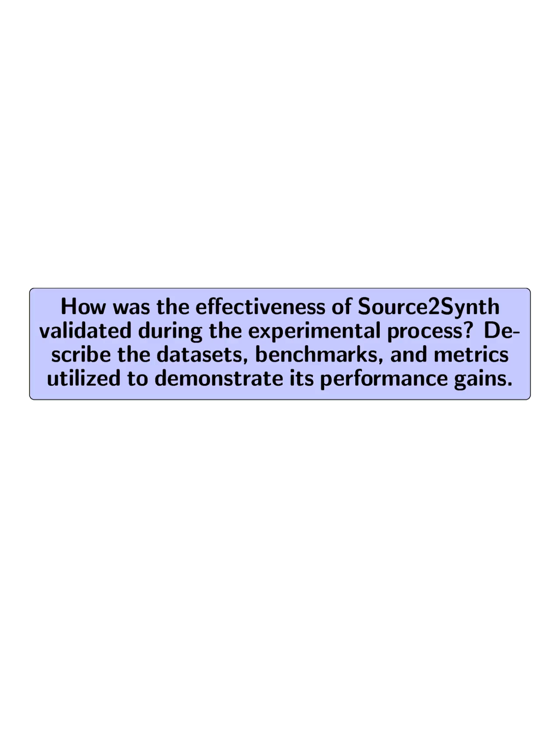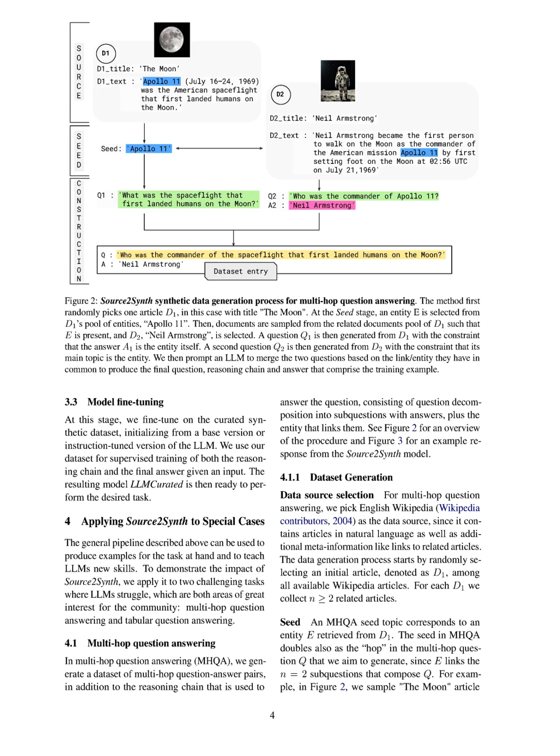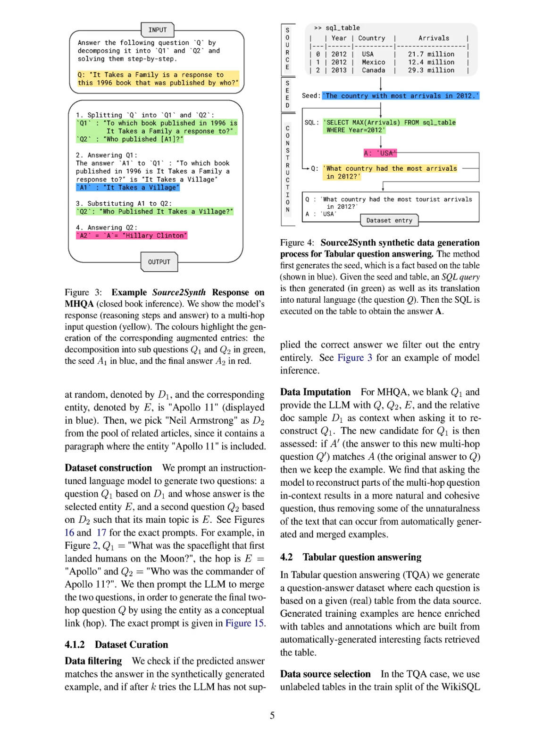How was the effectiveness of Source2Synth validated during the experimental process? Describe the datasets, benchmarks, and metrics utilized to demonstrate its performance gains. The effectiveness of Source2Synth was validated through experiments on two primary tasks: multi-hop question answering (MHQA) and tabular question answering (TQA). For MHQA, the method was evaluated using the HotpotQA benchmark, which consists of 113,000 examples of multi-hop question-answer pairs, focusing on bridge questions that require reasoning over multiple documents.